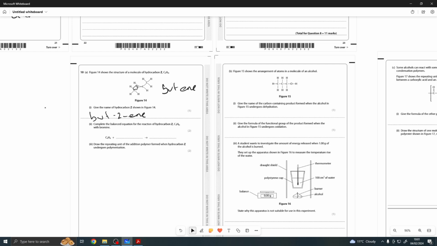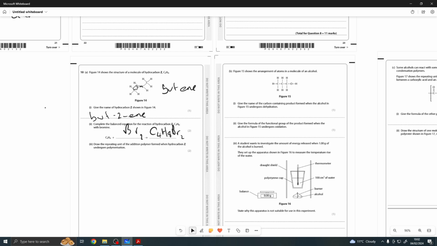Okay. Now it says complete the balanced equation to show the reaction of hydrocarbon Z with bromine. Now what will essentially happen is, remember, that'll break. You'll get a single bond and you'll get a bromine. So you're going to add Br2, easy peasy, and then you will very simply get C4H8, and you're going to add the Br2, so just Br2.